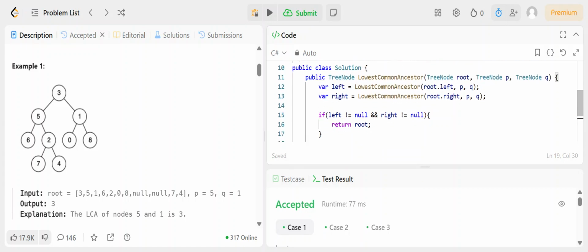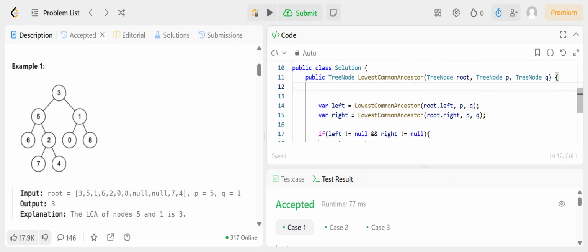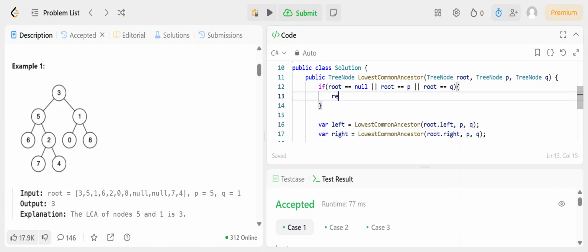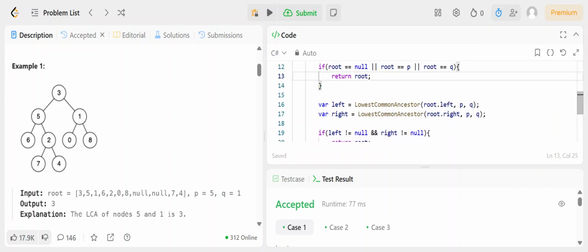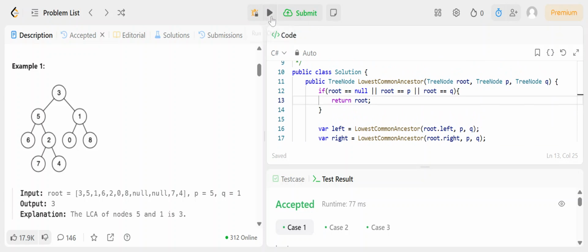And what is the base condition? We are calling our recursion method, right? So what is the base condition? If root is equal to null or root is equal to p, that means we found p, or if we found q in one of the conditions, I can return root. Okay, that's it. This is our solution. This is very simple, straightforward.